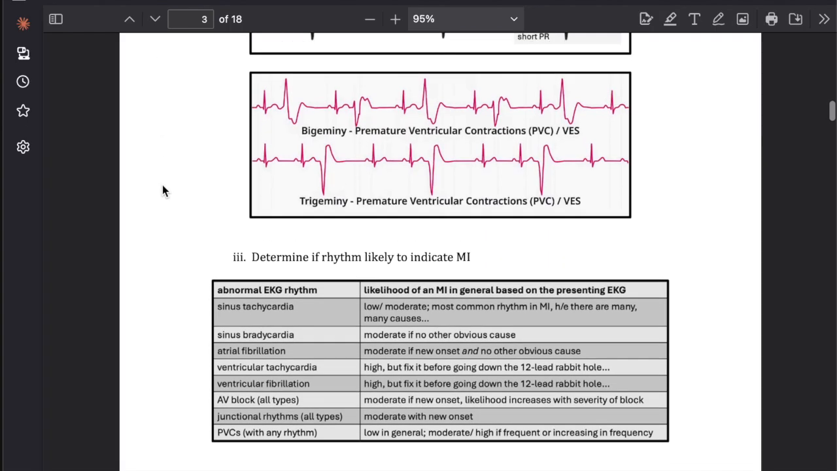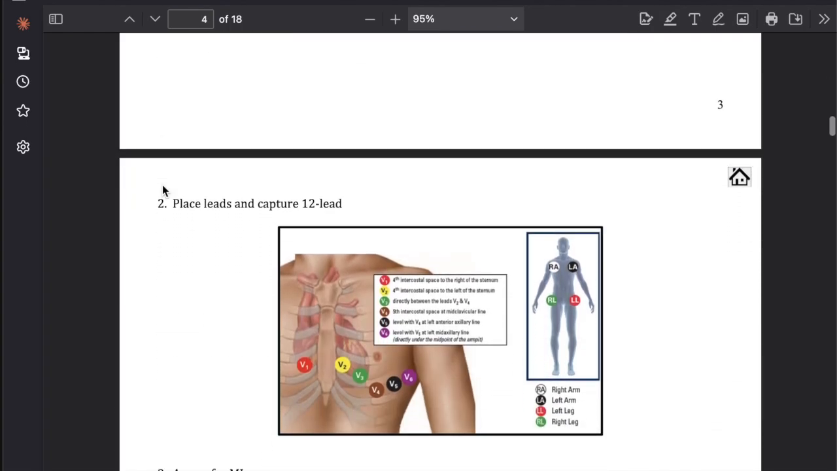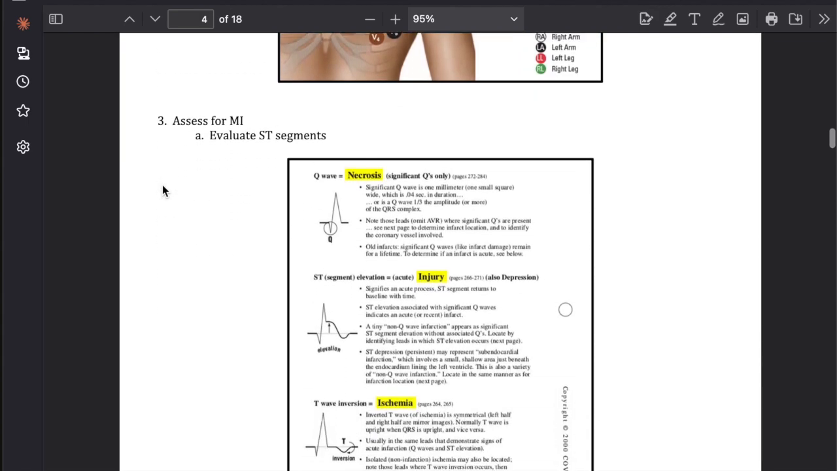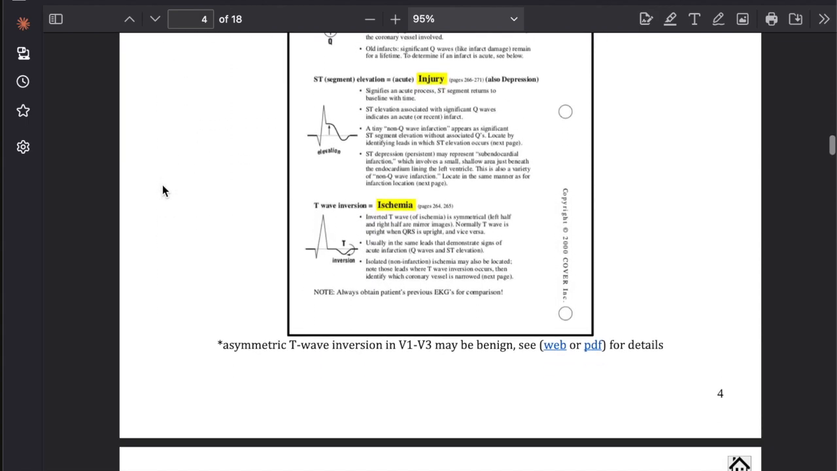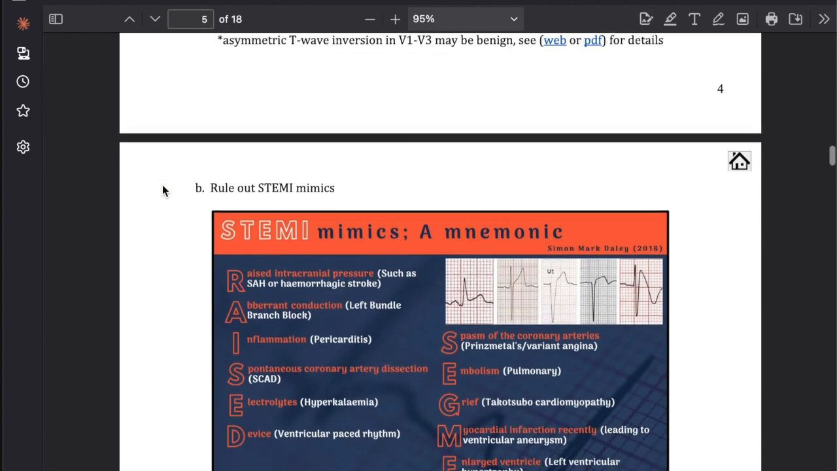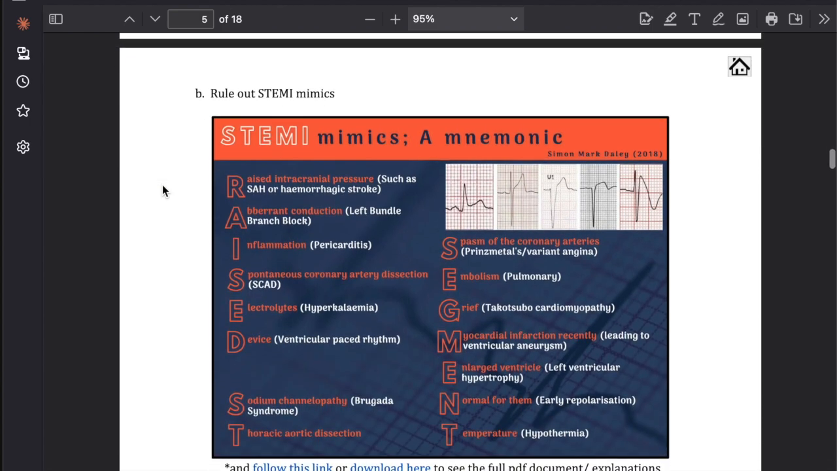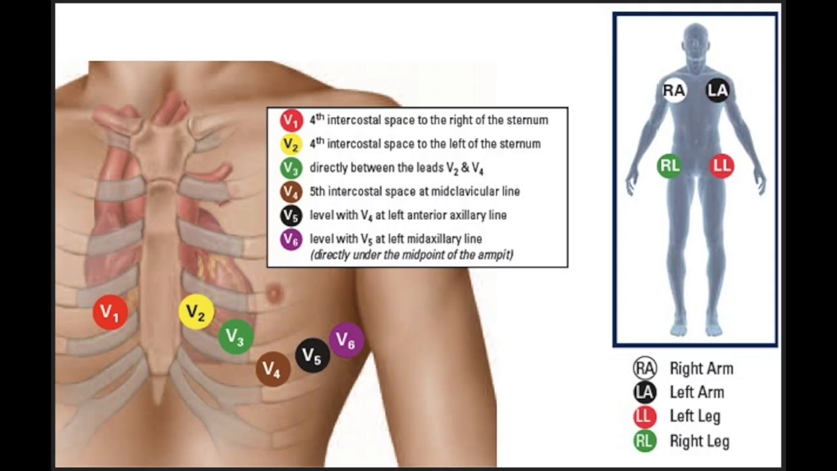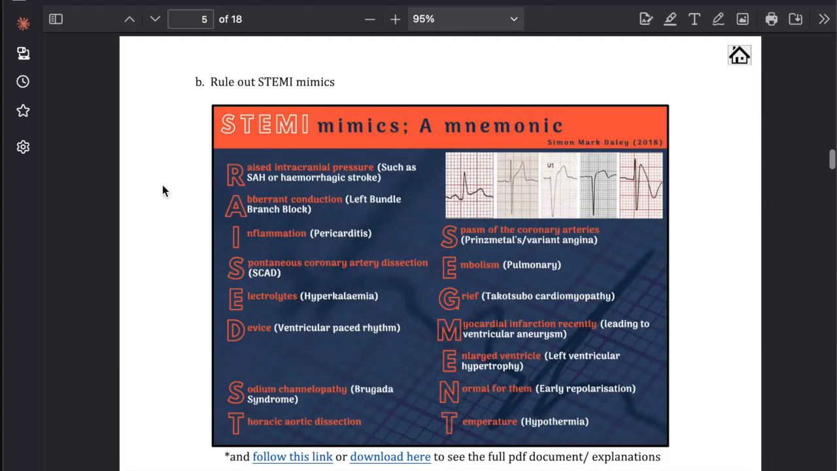Moving on from there, it goes over placing your leads, assessing ST segments. That's all stuff that you probably already know, but it's good to have a backup. Let's say, for example, you want someone else on scene, like a first responder, to help you do a 12-lead. You can just open this up and show them the picture, and that directs them to where to put the leads on a patient. The next section here talks about ruling out STEMI mimics.